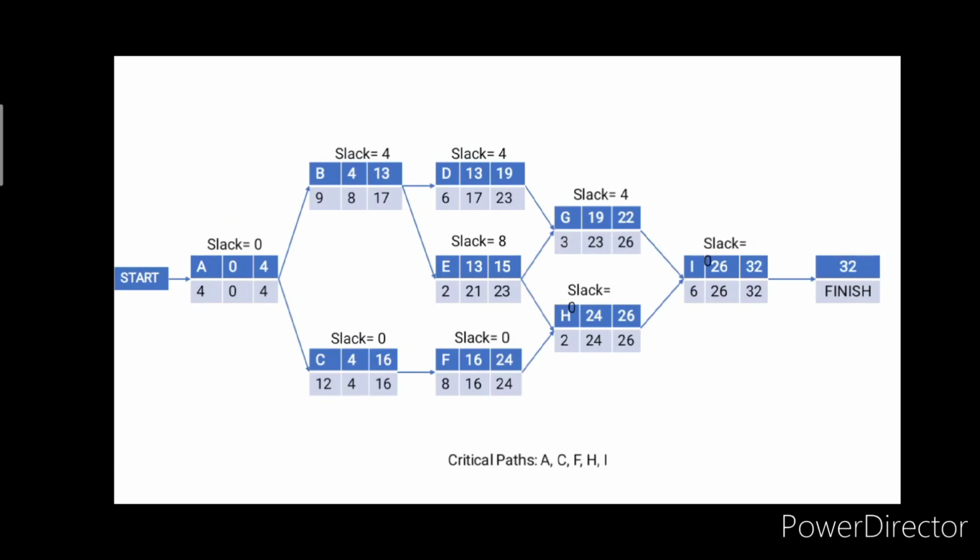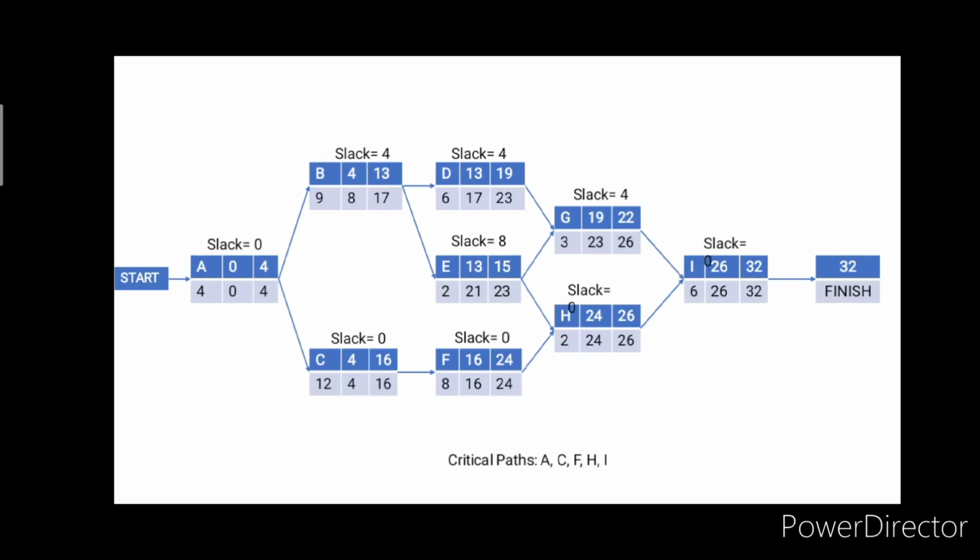Now, 32 is the finish time, so we put 32 in I and subtract 6, equal to 26. We put 26 on both G and H. G: 26 minus 3 equals 23. And H: 26 minus 2 equals 24. G has two predecessors, so we put 23 on D and E. 23 minus 6 equals 17. And 23 minus 2 equals 21.